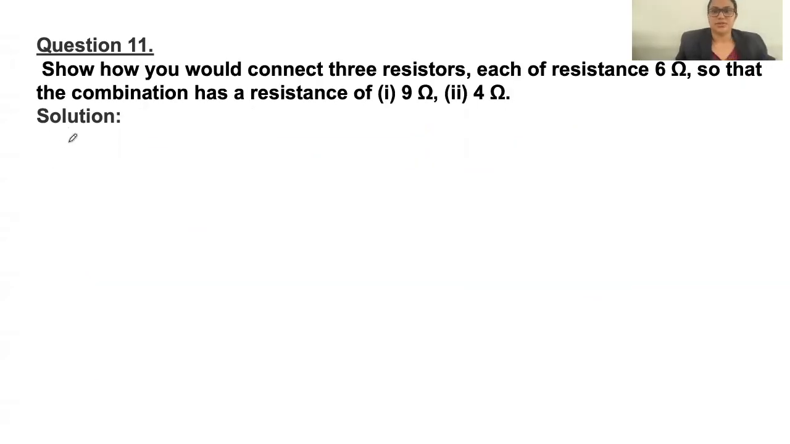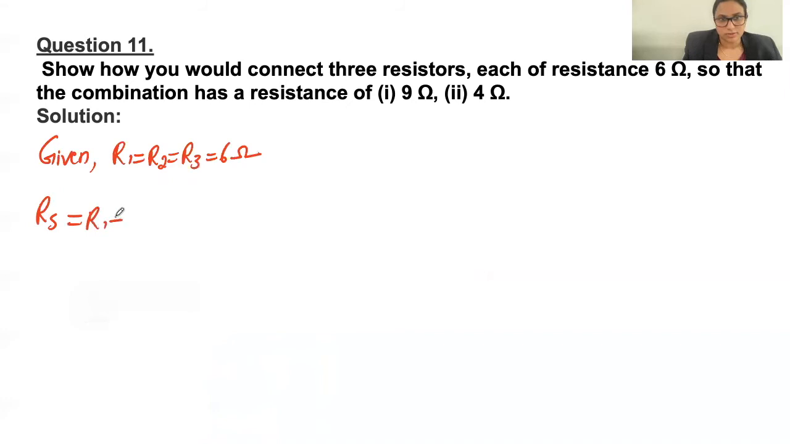Next question is, show how you would connect 3 resistors, each of resistance 6 ohm, so that the combination has a resistance of 9 ohm and 4 ohm. What is given? Given R1 is equal to R2 is equal to R3, 6 ohm. We know that there are 2 kind of combination possible here. One is series and another one is parallel. Let us try series combination. So sum of all the 3 resistors will give you the resistance value in series, which is equal to 18 ohm. 6 plus 6 plus 6.